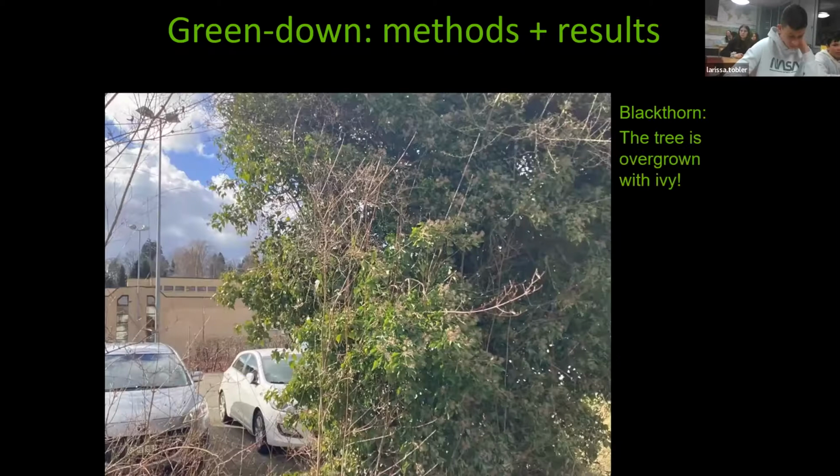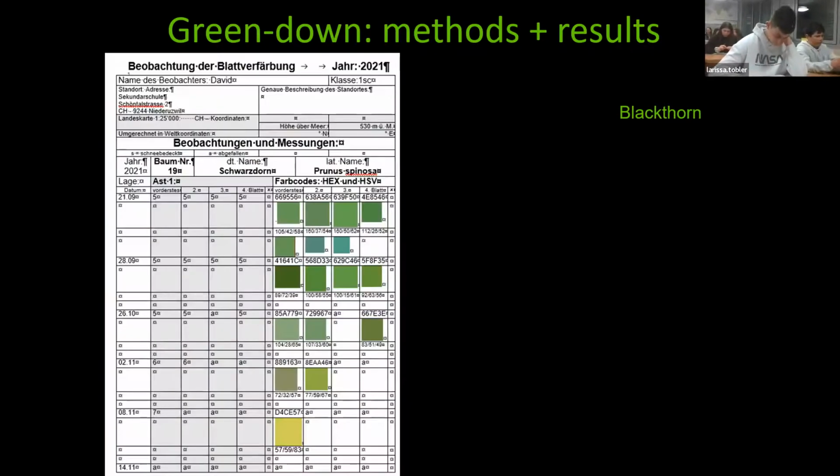Blackthorn blooms very early in the year, before the leaves grow. The fruits look like tiny plums and are very sour. It has thorns several centimeters long that can prick you badly. The tree is overgrown with ivy, but you can see some branches without leaves. They belong to the blackthorn.